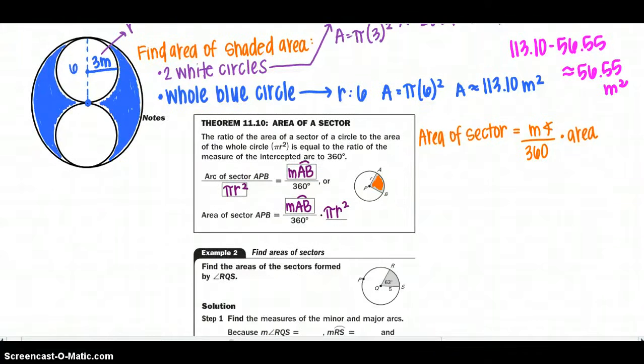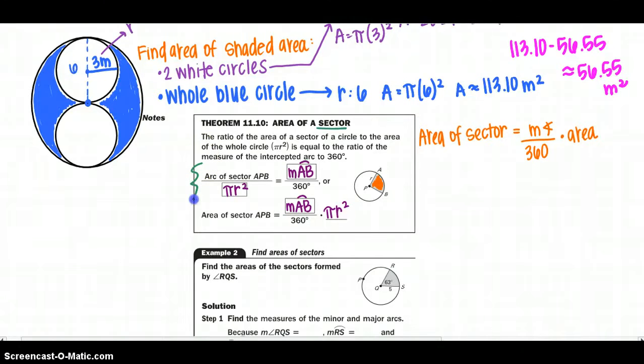Alright, so we're going to go down to 11.10, the area of a sector. Remember, that's the area that's bounded between 2 radii. So the ratio of the area of a sector of a circle to the area of the whole circle, which is your pi r squared, is equal to the ratio of the measure of the intercepted arc to 360. So we're going to use half of what we used yesterday and put it into our equation.